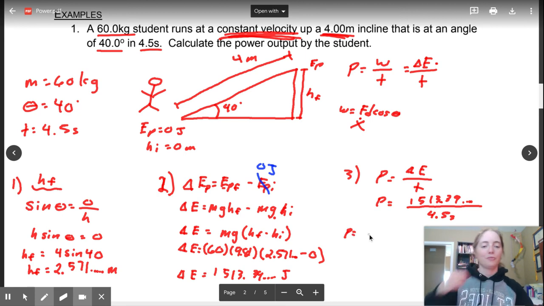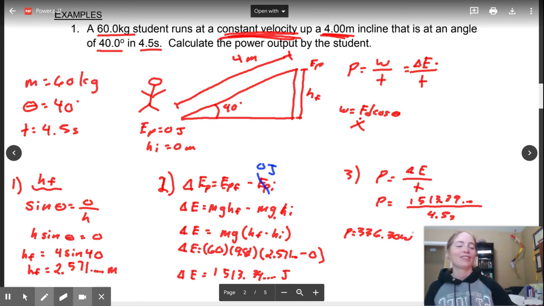And I will have to move over here sideways a bit so I don't write on my face. And we're going to get 336.30 watts. Say what? And that's going to be the power, but now we need sig digs. 3 sig digs, 3 sig digs, 3 sig digs, 2 sig digs. So my answer has to be in 2 sig digs.